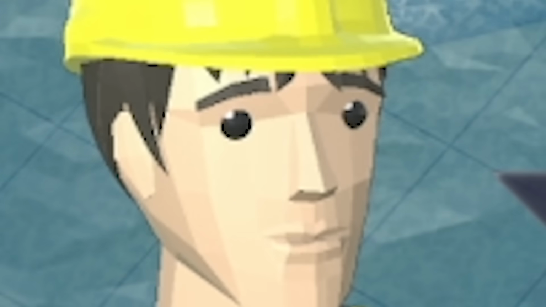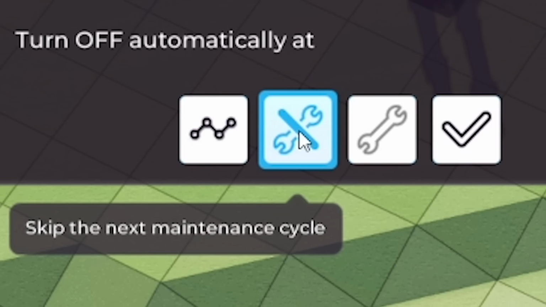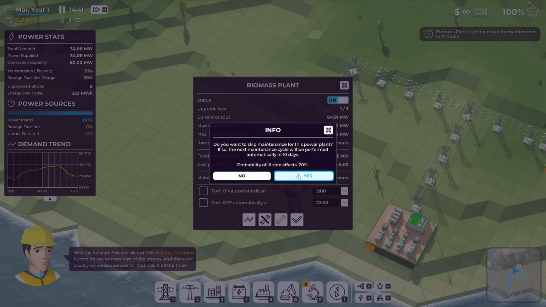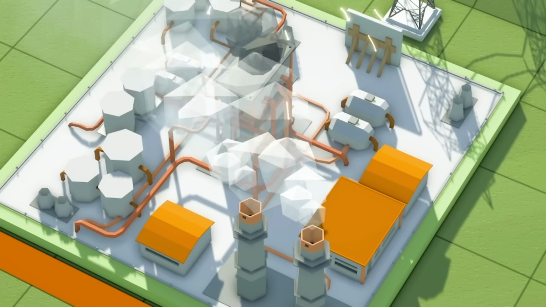He literally does not care anymore. But as he's our boss, we're going to press skip the next maintenance cycle as he suggests. There's a 20% chance it's going to go wrong. Do we want to? Yes. Oh no, and look who's back. She's not happy that this power plant is now on fire a little bit.